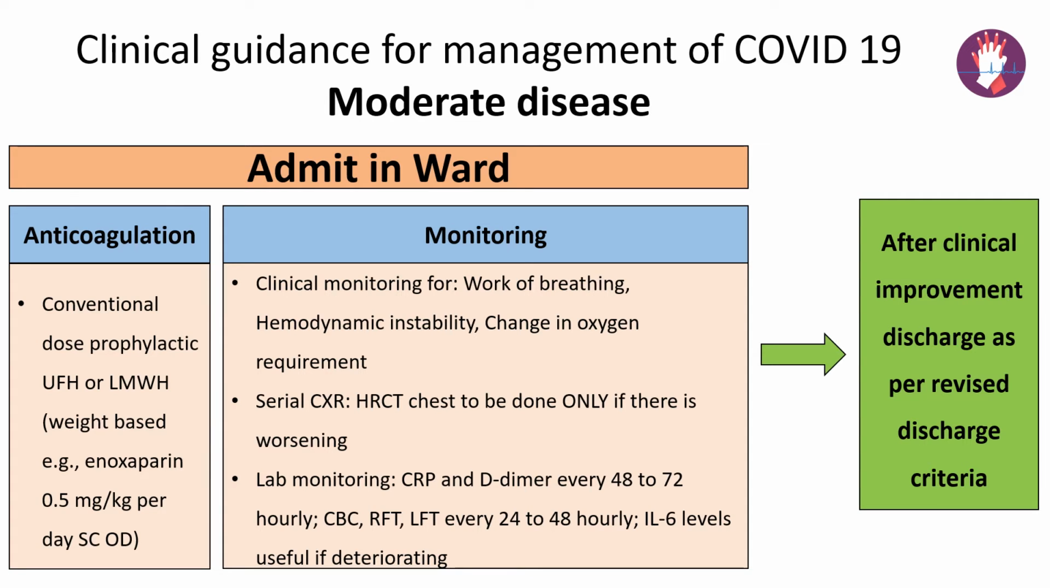For lab monitoring, you could rely on CRP and D-dimer every 48 to 72 hours. Also, we could be using CBC, RFT, LFT every 24 to 48 hours, and if available, interleukin-6 levels, and this only if the patient is deteriorating significantly. If the patient is improving, you can discharge the patient as per the latest revised discharge criteria, which is on our website for the state of Karnataka, or you could look up the national guidelines for discharge.